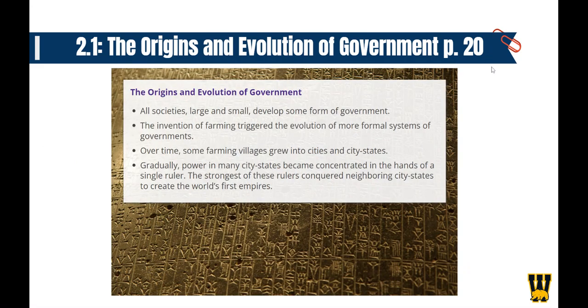Remember, we're starting on page 20. The origins and evolution of government. All societies, large and small, develop some form of government. The invention of farming triggered the evolution of a more formal system of governments. Over time, some farming villages grew into cities and city-states. Gradually, power in many city-states became concentrated in the hands of a single ruler. The strongest of these rulers conquered neighboring city-states to create the world's first empires.